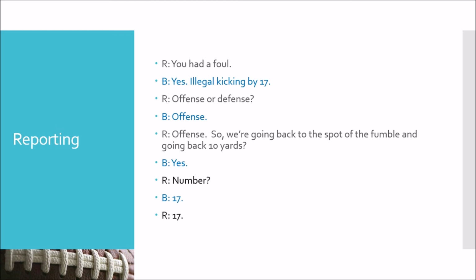To improve on the back judge's reporting, you could have said: got illegal kicking by the offense. So that's a 10-yard penalty from the spot of the fumble with the loss of down, and the number of the player was number 17. That could have been, if you want to do it a little differently.